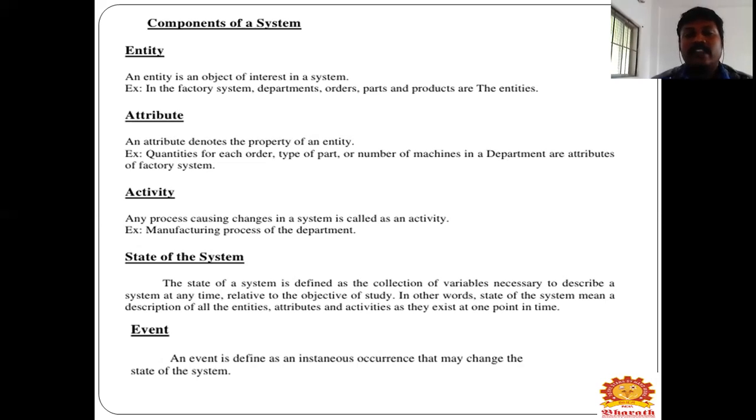Next one is the state of the system. The state of the system is defined as the collection of variables necessary to describe the system at any time, relative to the objective of the study. In other words, state of the system means the description of all the entities, attributes, and activities as they exist at one point in time. Next one is event. An event is defined as an instantaneous occurrence that may change the state of the system.